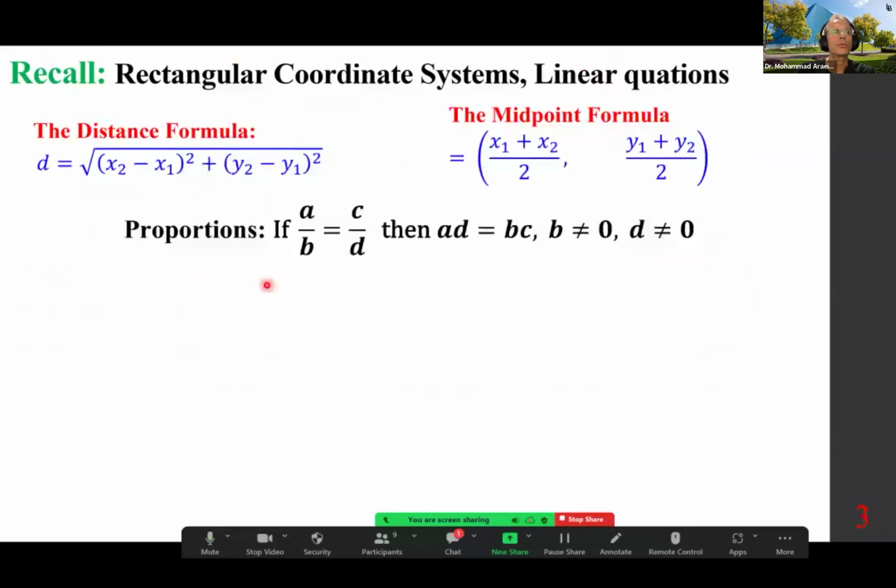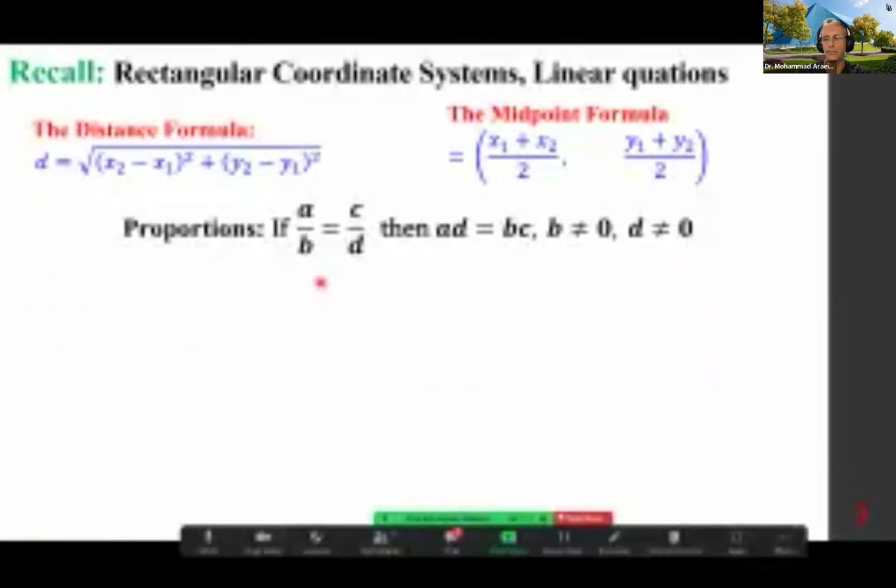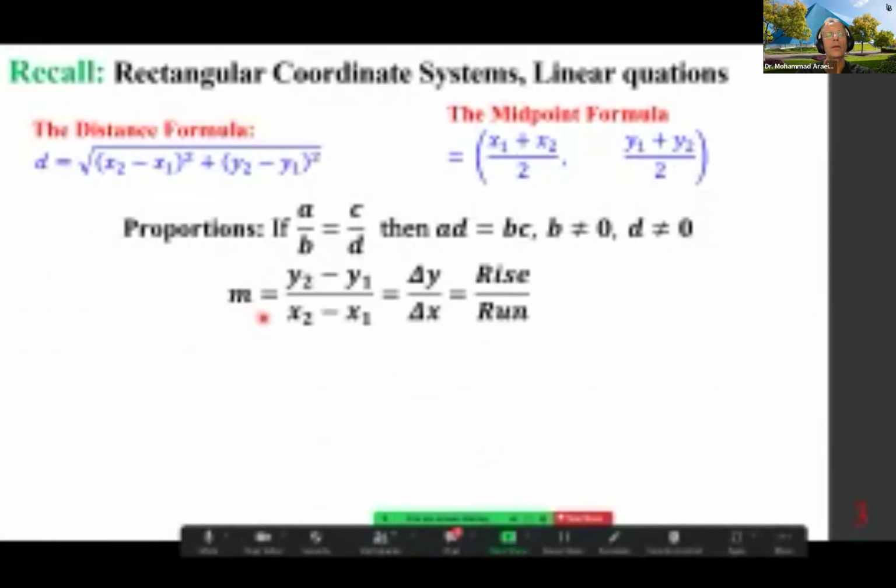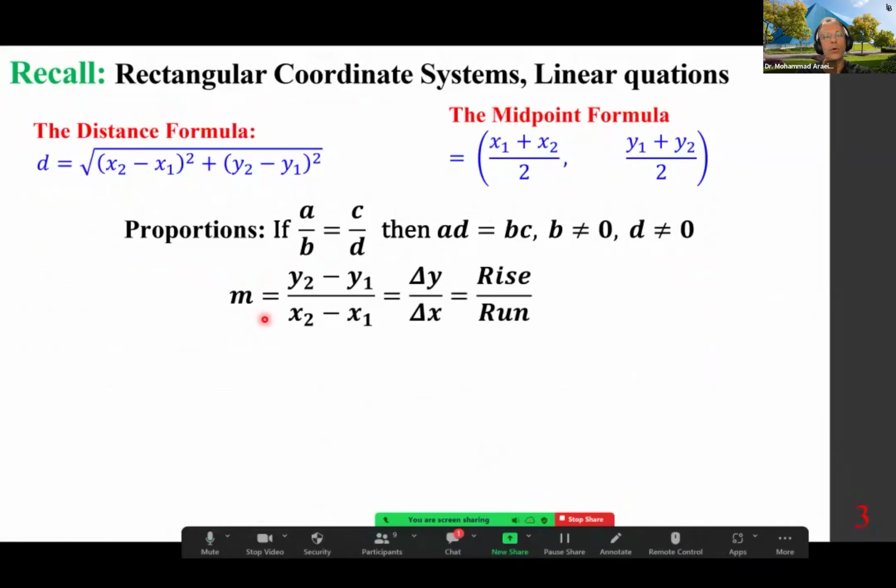So in short, we had the distance formula, we had the midpoint formula, a proportion, and the cross product, AD equals BC. Slope is rise over run, y sub 2 minus y sub 1 over x sub 2 minus x sub 1.